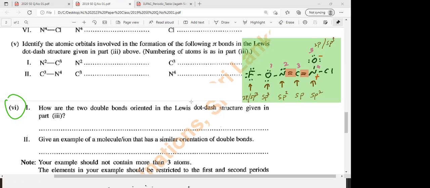Actually, here sigma bonds are linear, and pi bonds are perpendicular. Or else we can write double bonds are perpendicular to each other. You can see here because this is sp2, this is sp. So there are two possibilities. When you do this, do you remember the p orbitals? I don't know whether you have done this orientation. Px, py, pz like this.